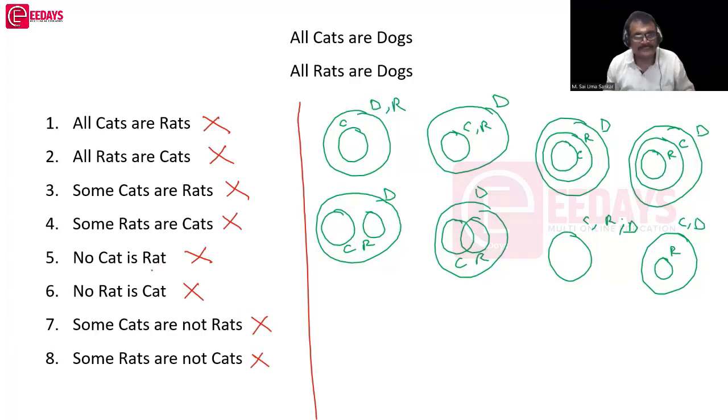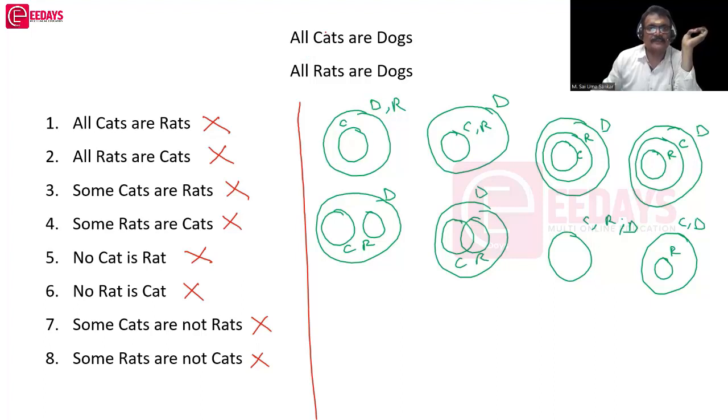Here only two statements are there, but out of these, eight conclusions are not valid mediate inferences. No need to draw a Venn diagram. So how to find the answer? Just look at a glance. See, I already explained the distributive property.